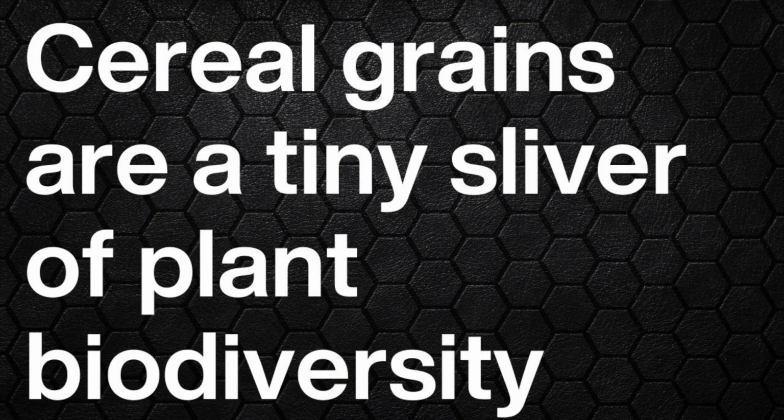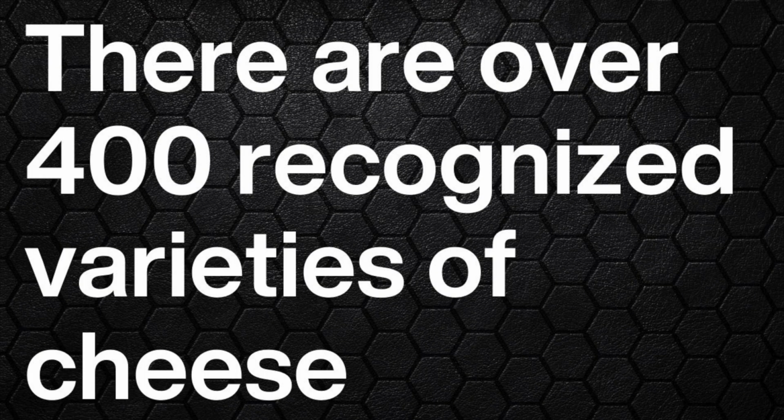Cereal grains are a tiny sliver of plant biodiversity. Yet wheat, rice, and maize provide the majority of calories consumed by humans globally. Yet there are so many other plants we could be eating if we wanted to. Another interesting fact, there are over 400 recognized varieties of cheese, many of which are closely linked to regional environments and the animals and the microbial strains of those locations.